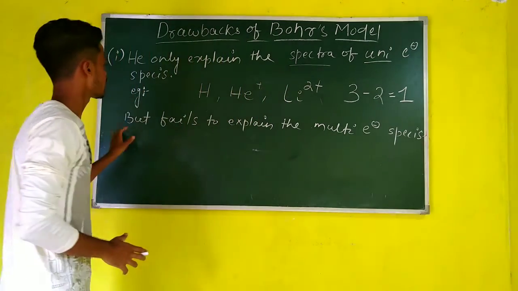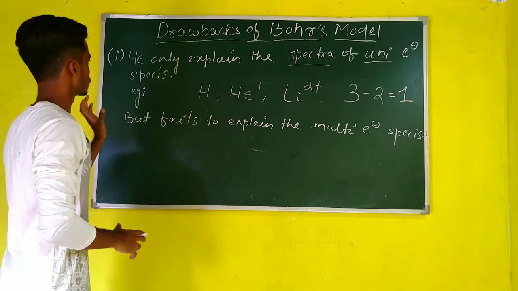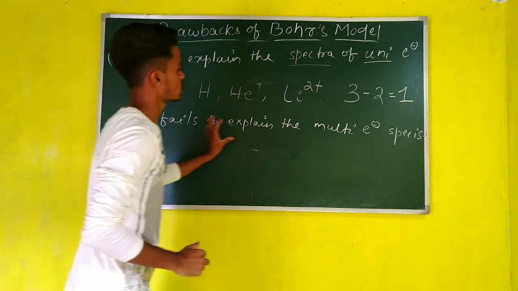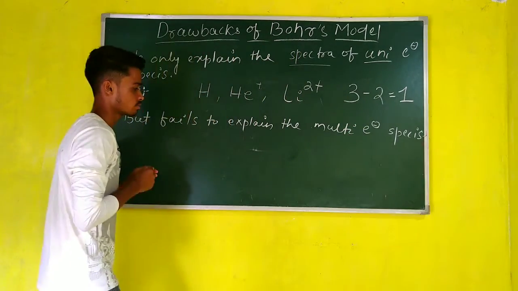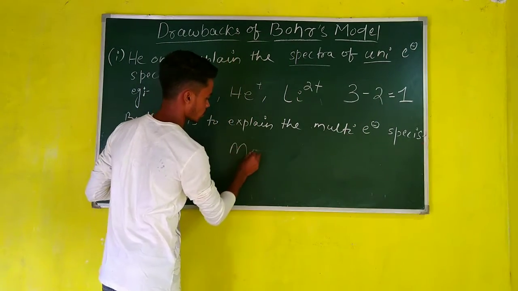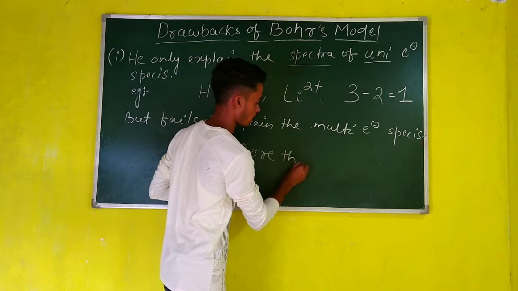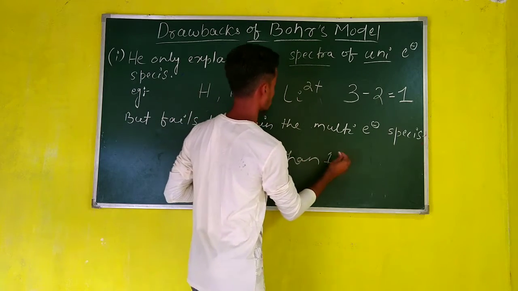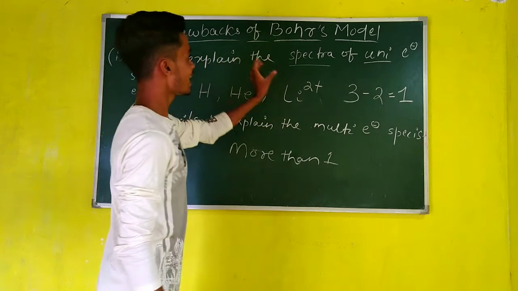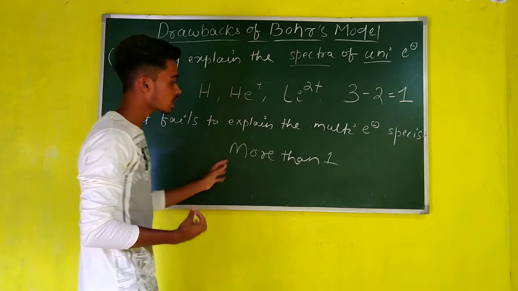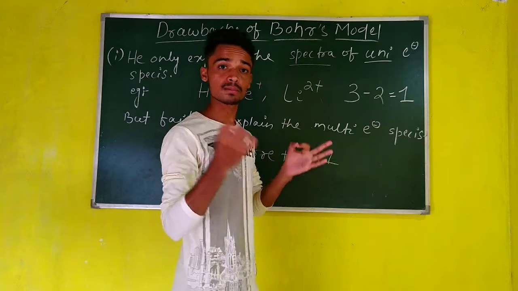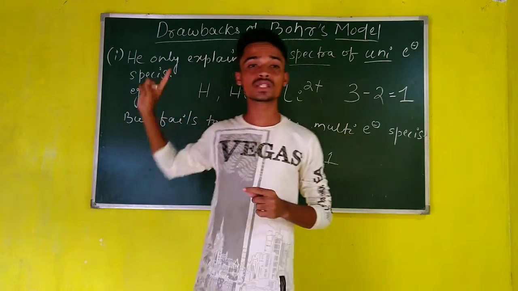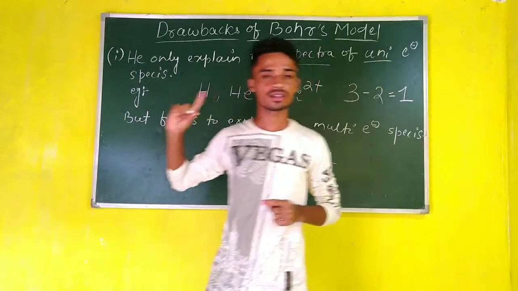Then students, Bohr fails to explain the multi-electron species. Multi-electron species means more than one electron's spectra. Bohr could not calculate more than one, not one, more than one. Maybe 2 electrons, maybe 3 electrons, maybe 4 electrons. This is the first drawback of Bohr's atomic model.